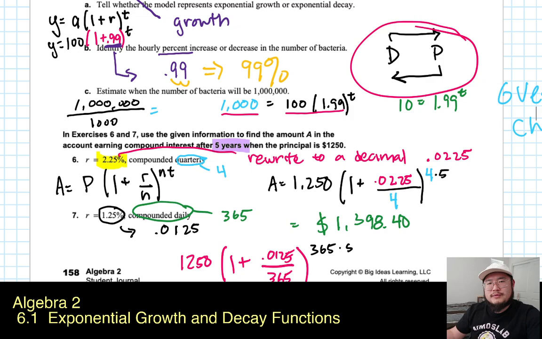All right, so what we have now is section 6.1. If you have any questions, make sure you leave a comment or ask me during class. Once again, the answer is taking a little bit of time showing up, but it is $1,330.62. And that is your answer to number 7.